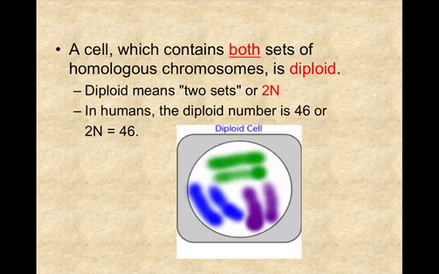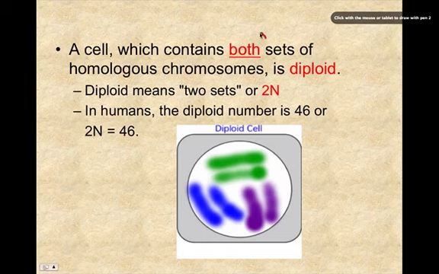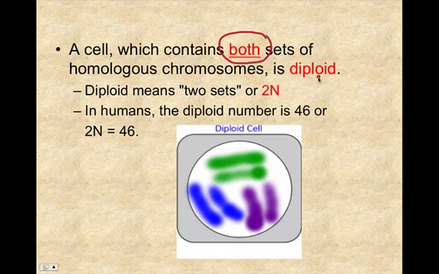A cell which contains both sets of homologous chromosomes is called diploid. And what I did here is I made sure the important things are in red. The term is diploid, and diploid means two sets or 2N. So in humans, the diploid number is 46, or 2N equals 46. So we have 46 individual chromosomes, or 23 pairs.